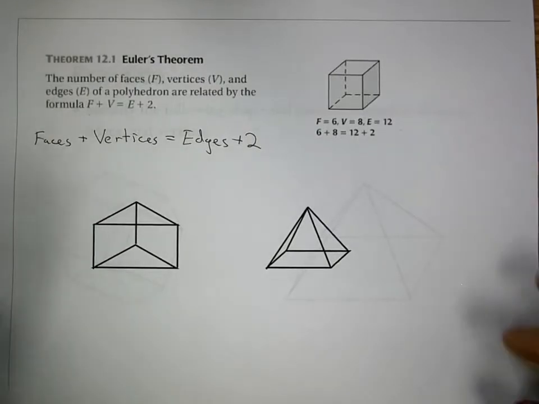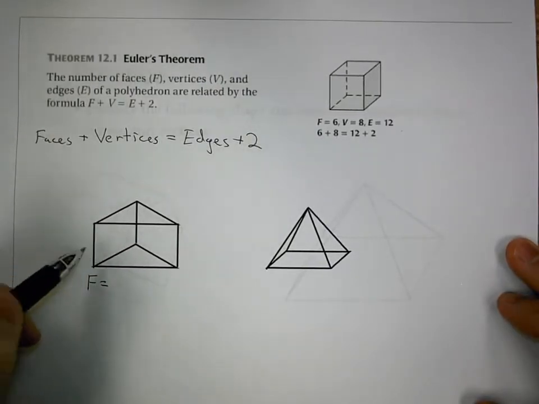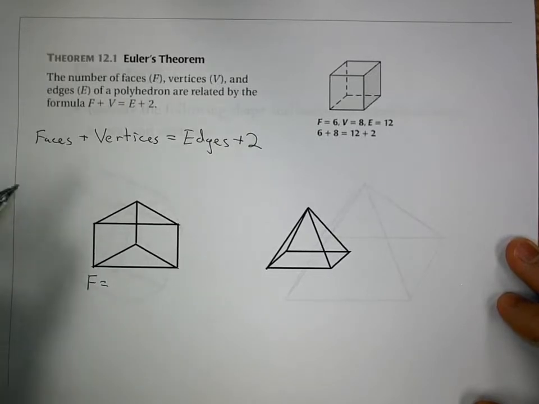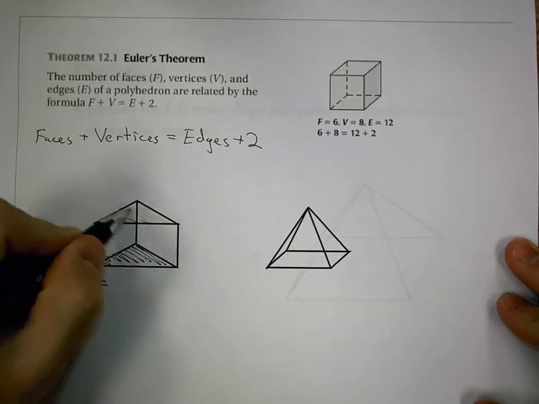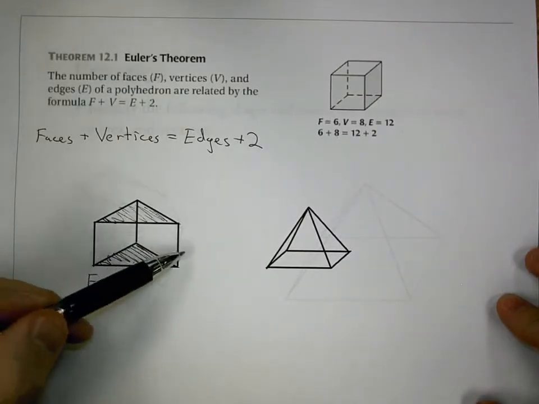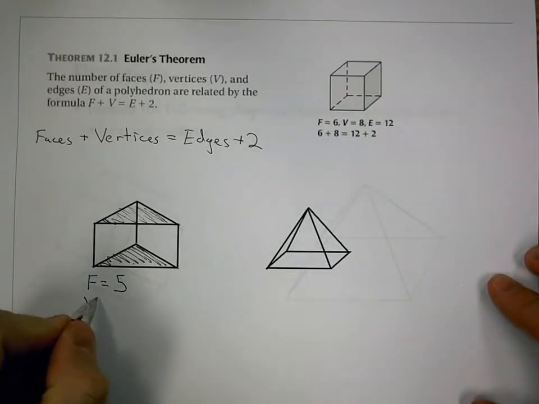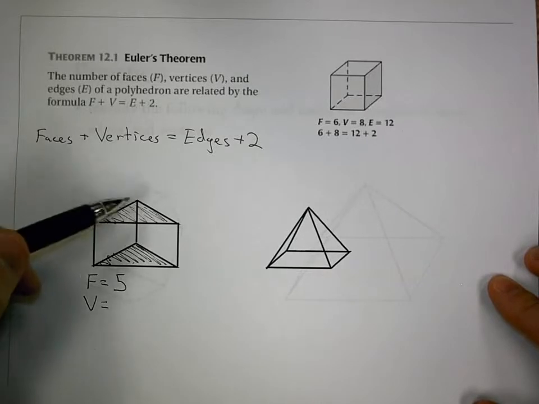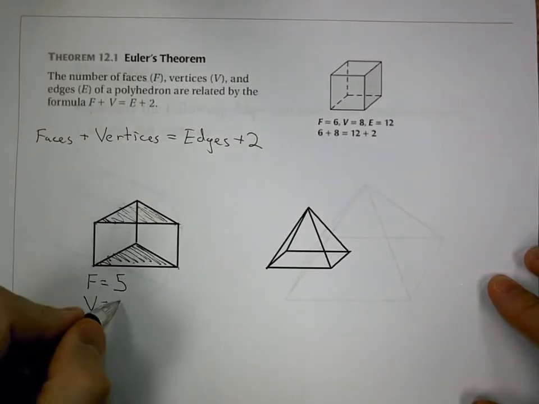So if we look at examples of our own. First, I'm looking at a triangular prism. If I count the number of faces, I have the top and the bottom, those bases, those count as faces. So that's 2, and then I have 3 walls going around, gives me a total of 5 faces. Vertices is the corners, 1, 2, 3 on top, 1, 2, 3 on bottom, gives me 6.